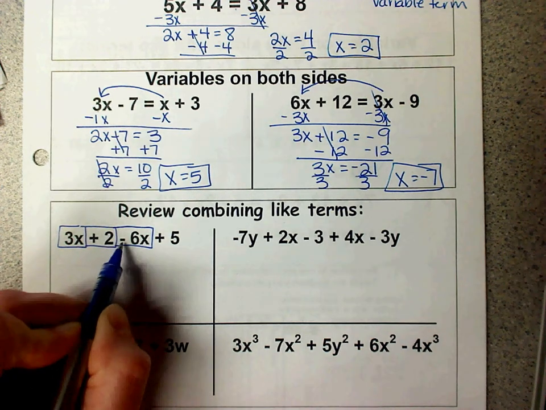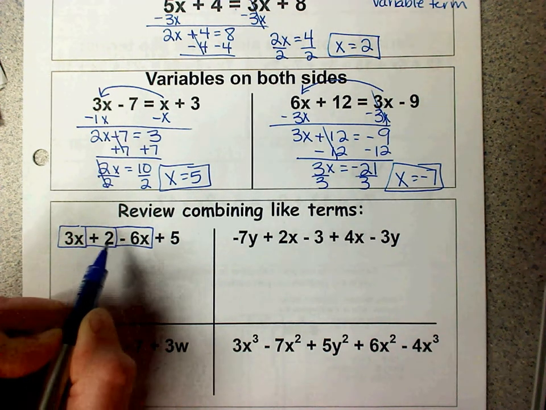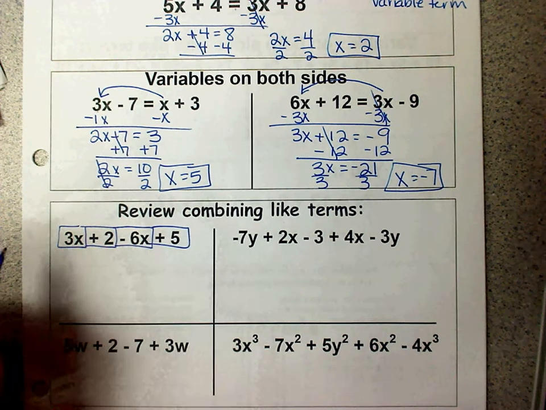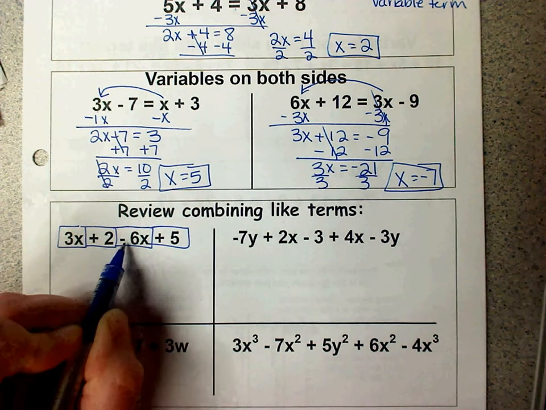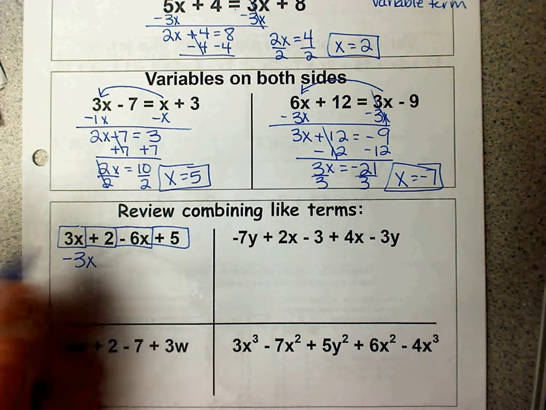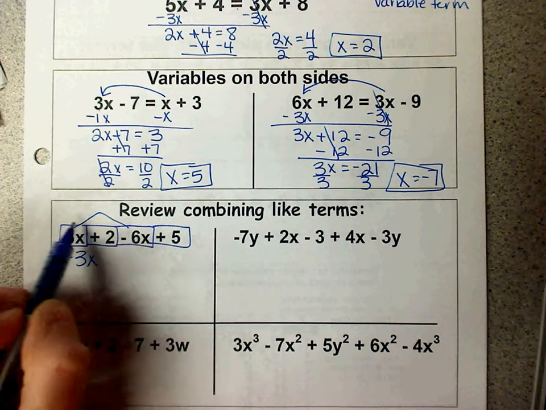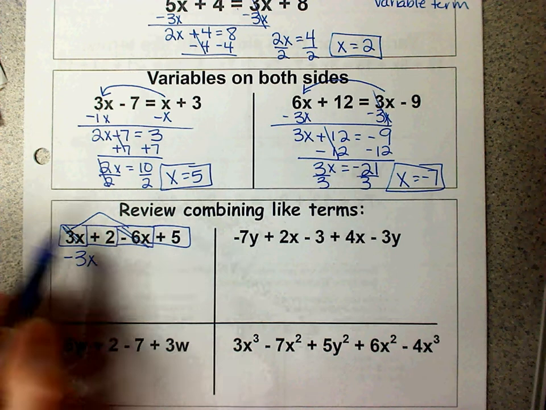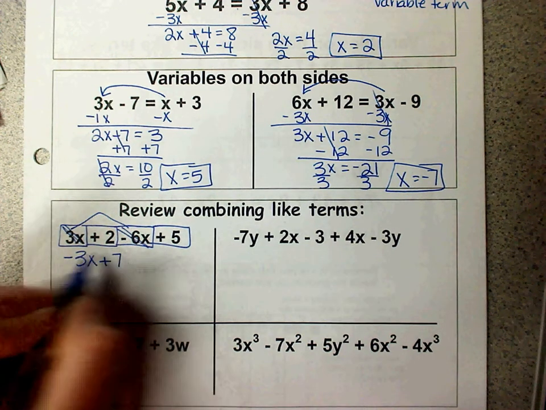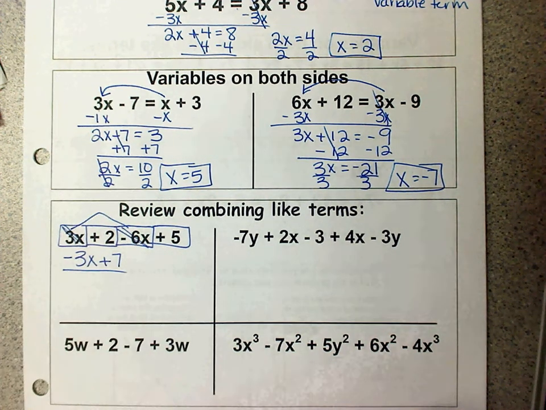This is telling me that the 6 is negative, but I'm also going to subtract it from what other term I'm going to combine it with. Alright, so we got 3x minus 6x, which gives me negative 3x. So I'm combining those two. Those are out. And then I have 2 plus 5, which gives me a plus 7. So that's my simplified expression.